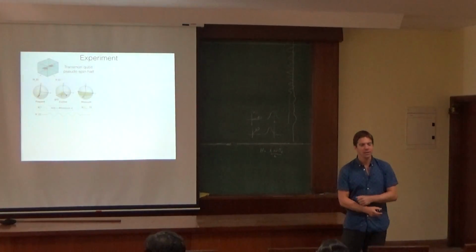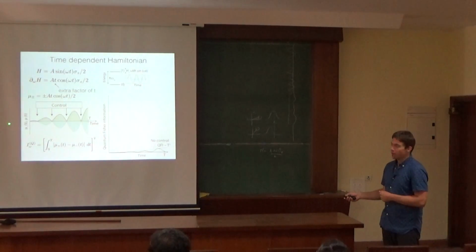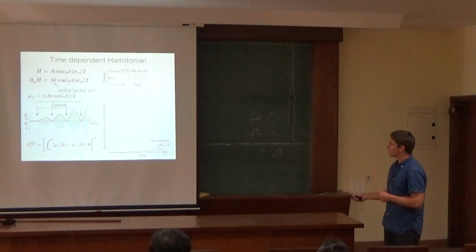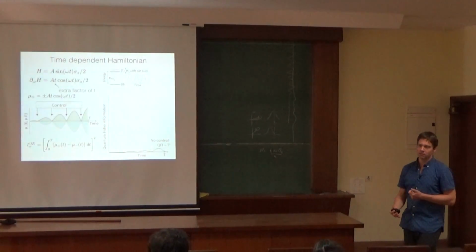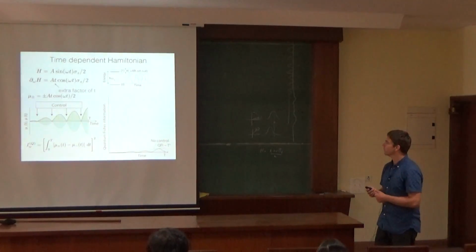So let's try to do this. All we have to do is figure out what this control is that changes these eigenvalues, and see that the quantum Fisher information increases much more quickly. That is, the frequency sensitivity improves like 1 over t squared. That's the best you could possibly do, actually.